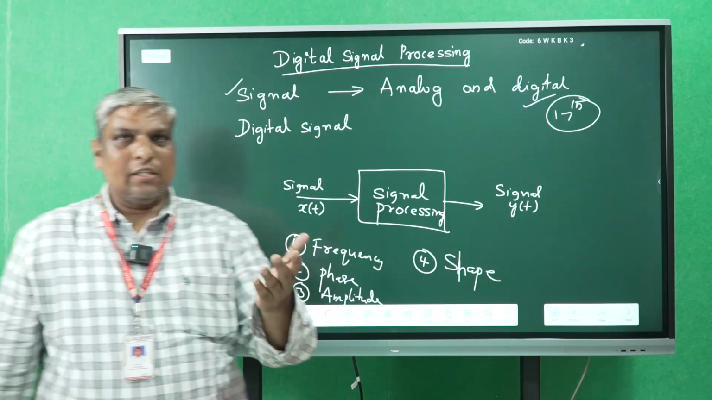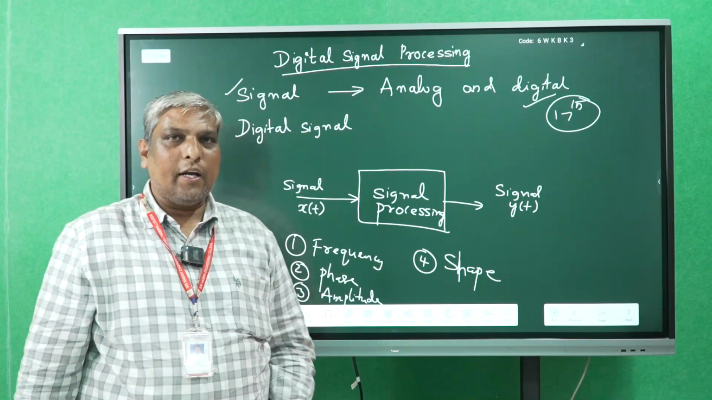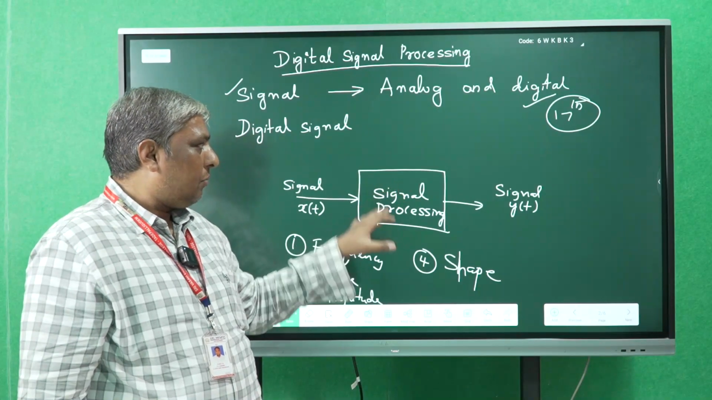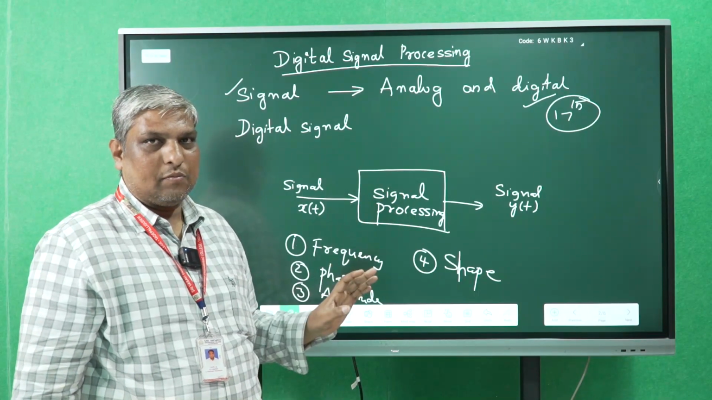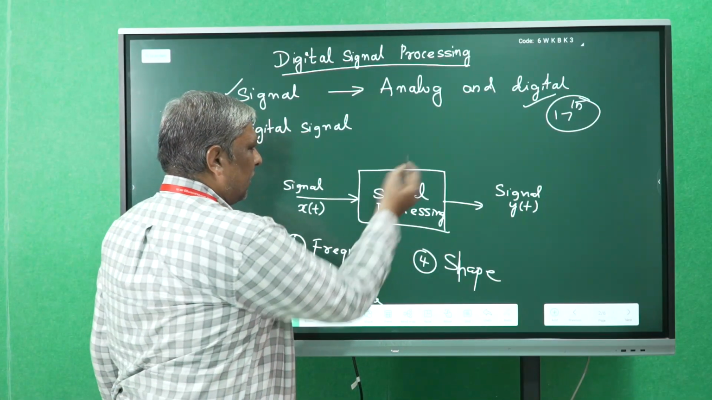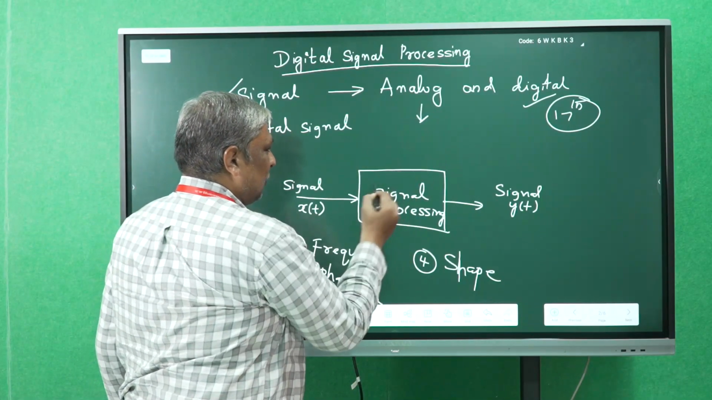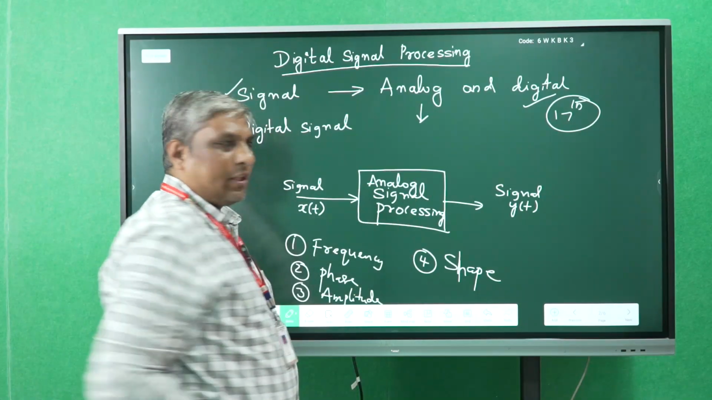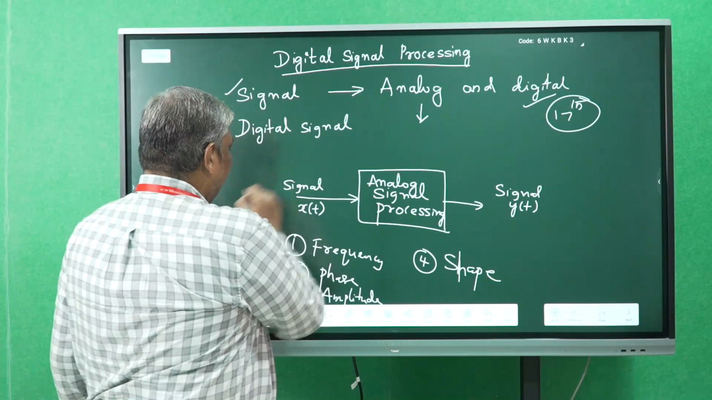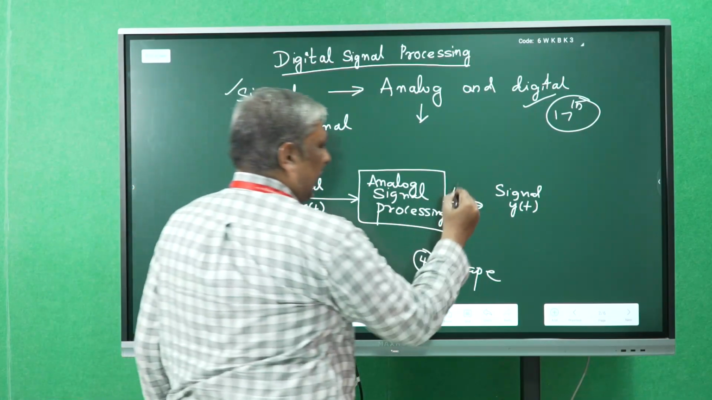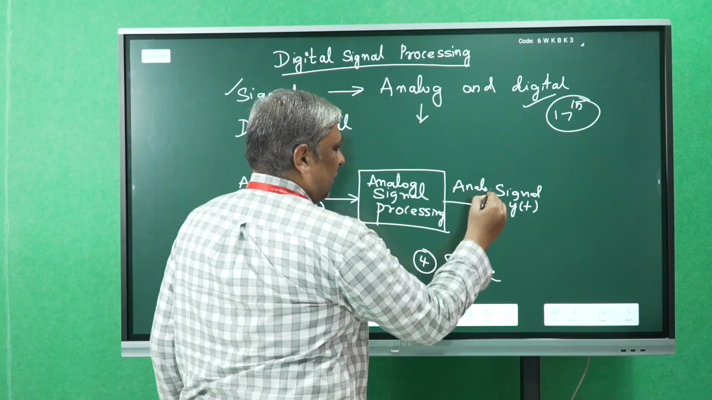So some characteristics of the signal are to be varied. Only then can the term be called signal processing. In the initial days, signal processing was operated on analog signals. That's why the processing device is called an analog signal processing device. The input I'm applying here is an analog signal, and the output we get will also be an analog signal.